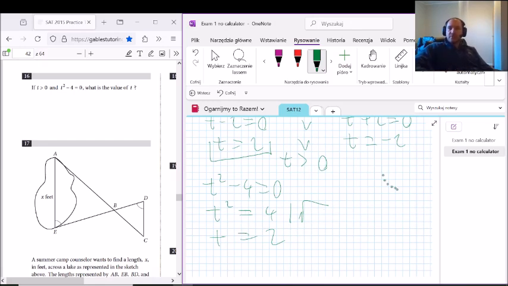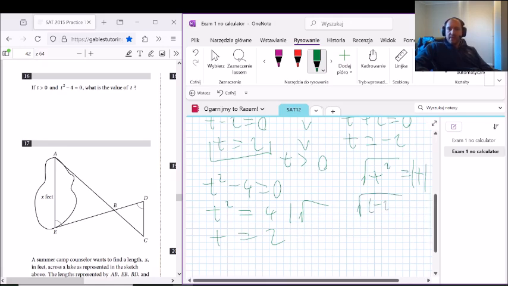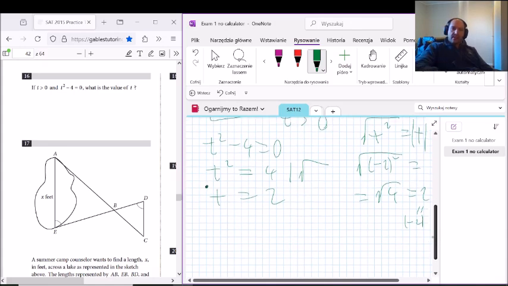Square root of t squared is not t. It is the absolute value of t. It comes from the fact that, for example, square root of (minus 2) squared, well, it is square root of 4, which is 2. And it's not minus 2, it's the absolute value of minus 2. So if you write here absolute value of t equals 2, then you are okay. And now we have an equation with absolute value.